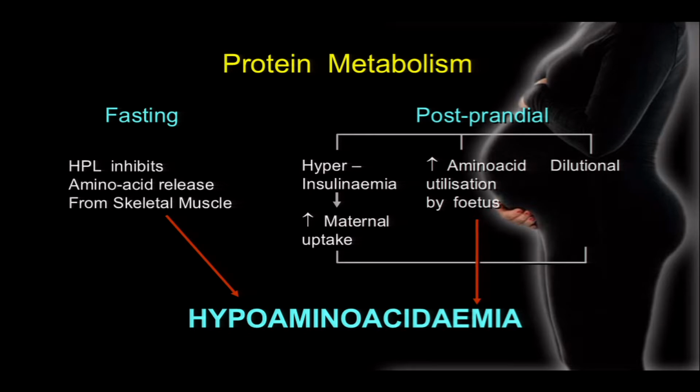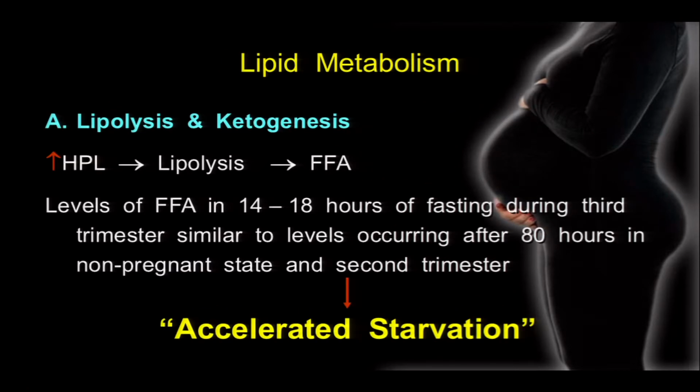Coming to protein metabolism, in the fasting state, the HPL inhibits amino acid release from skeletal muscle, therefore you have hypoaminoacidemia. In the postprandial state, you have hyperinsulinemia being responsible for increased maternal uptake, and increased amino acid utilization by the fetus also takes place, and there is a dilutional factor. All of them put together again produce hypoaminoacidemia in the postprandial state. So protein metabolism is hypoaminoacidemia, whether it is fasting state or postprandial state.